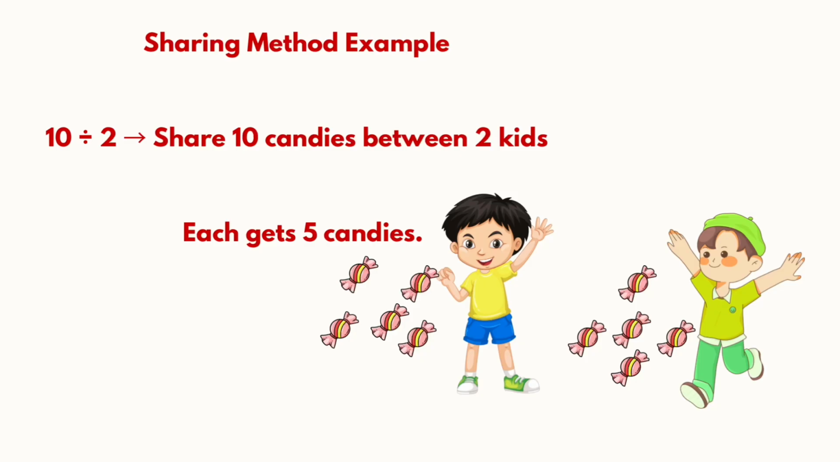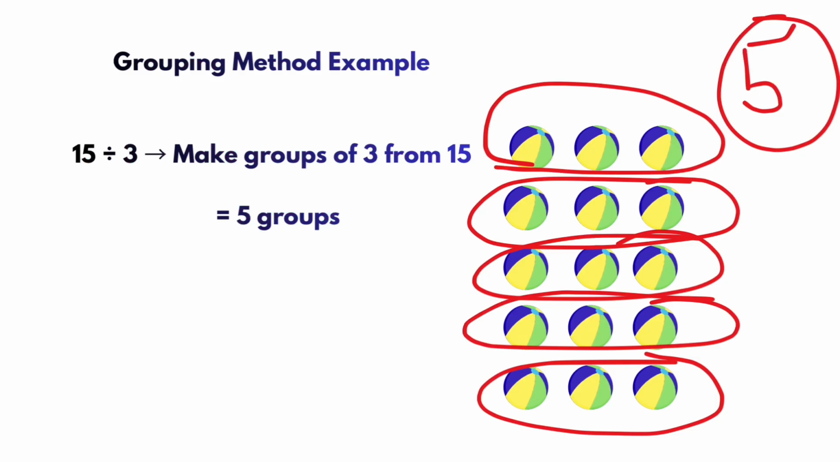Now we will understand by the sharing method example. 10 is divided by 2. So how will we understand it? We are sharing 10 candies between 2 kids. So how many candies does each kid get? 5 candies each.